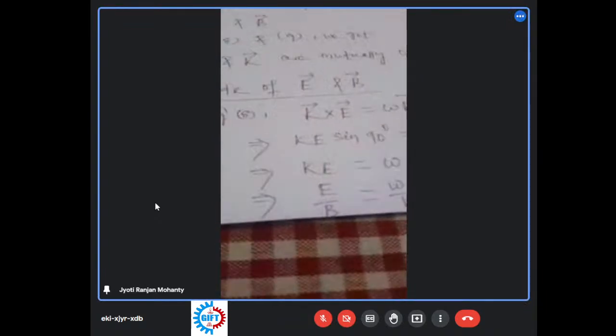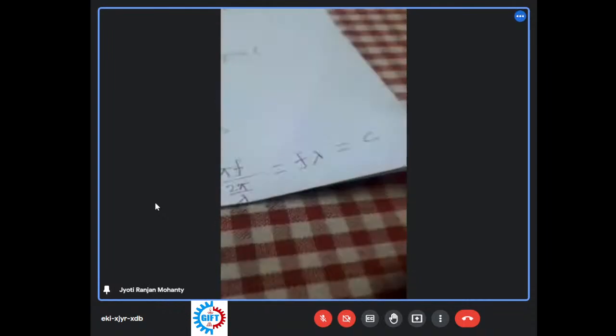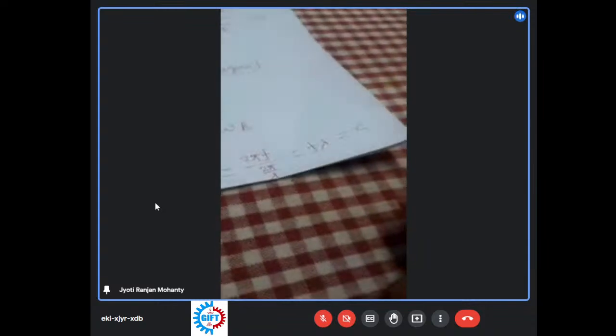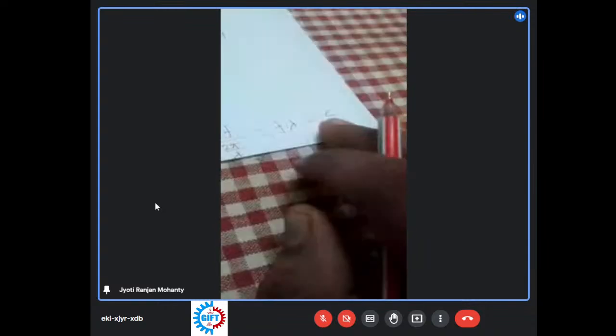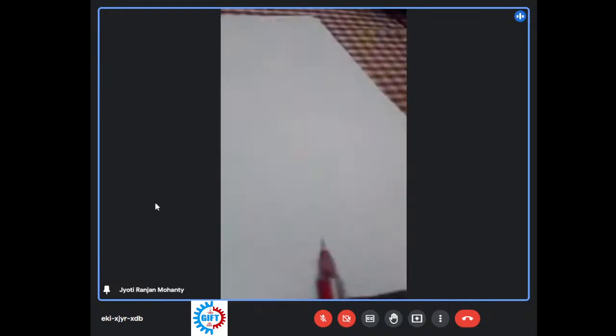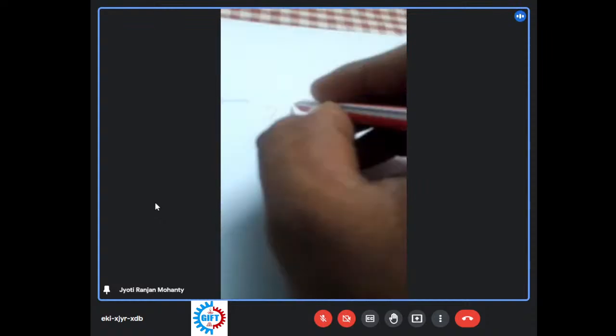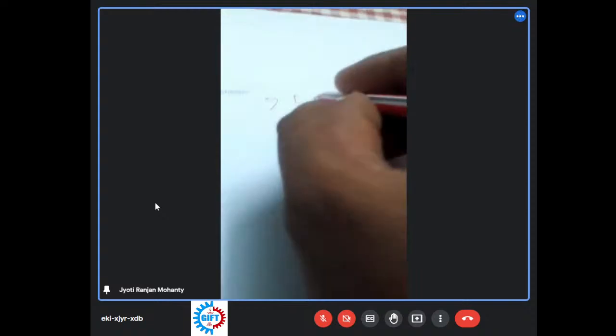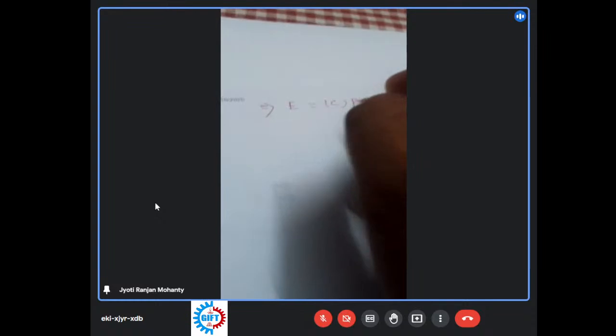So E by B we got C. If you multiply frequency with wavelength, we can find that C. C stands for speed of light in free space or vacuum. The value is equal to 3 into 10 to the power 8 meter per second. So our equation is E by B is equal to C.